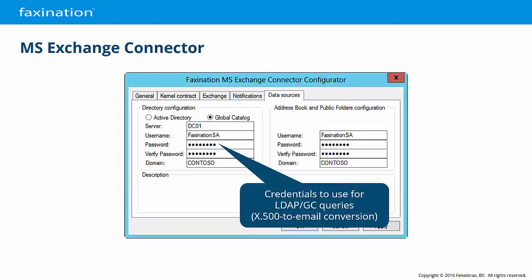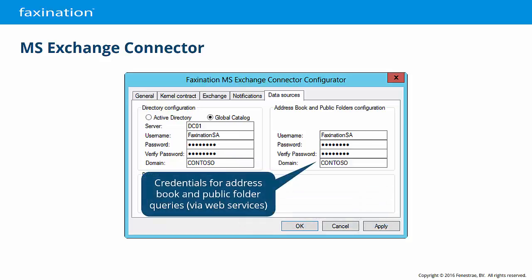On the Data Sources tab, we can set the credentials to use for LDAP and GC queries, such as X500 to email conversion, and the credentials to use for address book and public folder queries via web services. These fields are automatically populated with the Faxination service account information at install time.